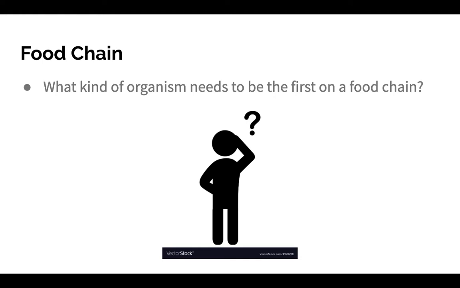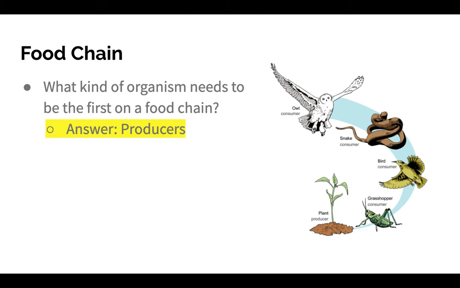Here's a question I want you to think about. What kind of organism needs to be the first on a food chain? What do we need to always start with? If you guessed a producer, you're correct.